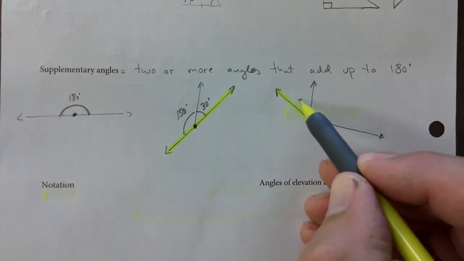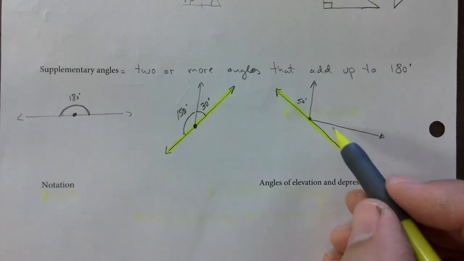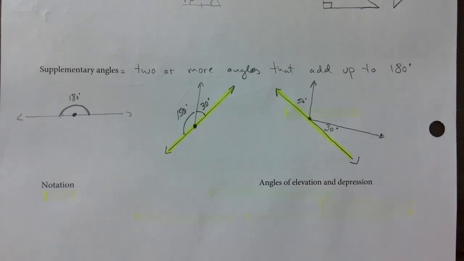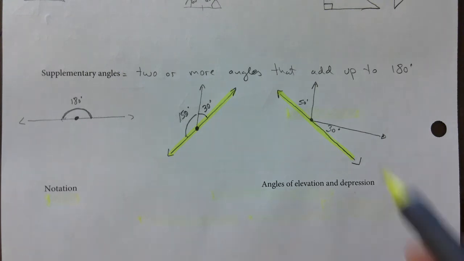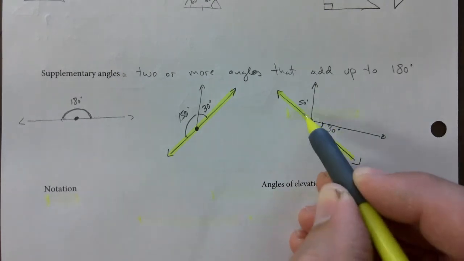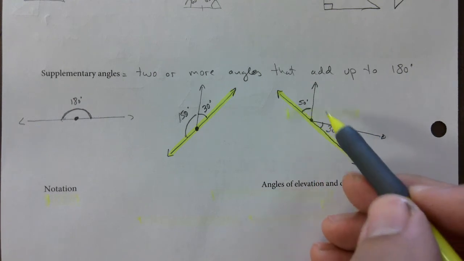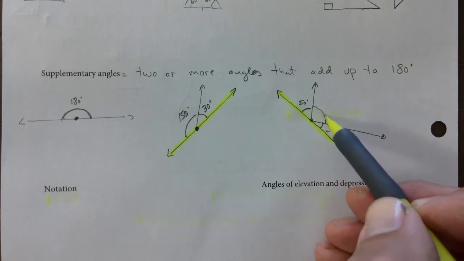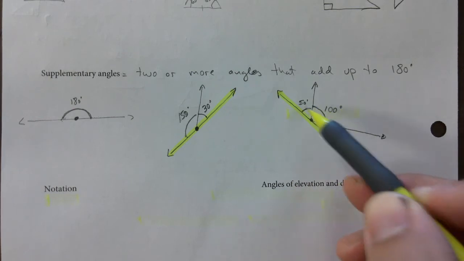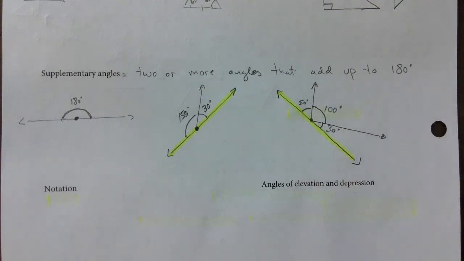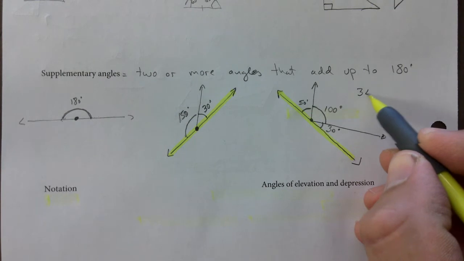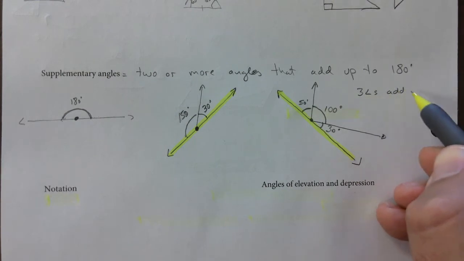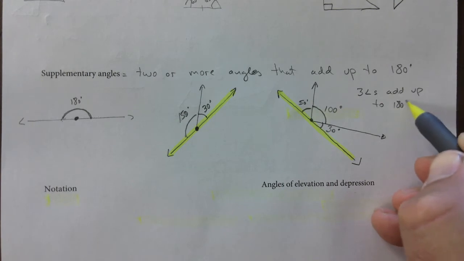So let's say I tell you this is 50 degrees and this is 30 degrees, right? So we know that the angle formed here is 30 degrees, this is 50. You should be able to tell, hey, 50 and 30 is 80, so this has to be 100, right? So in this case, you have three angles that are called supplementary, right? Those three angles add up to 180.